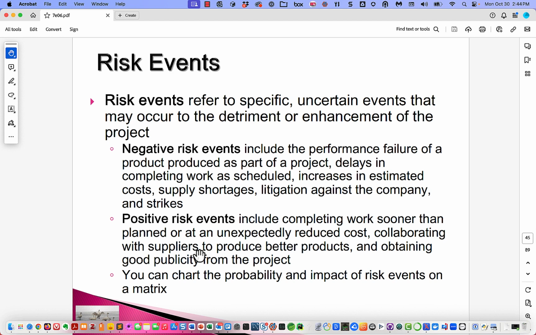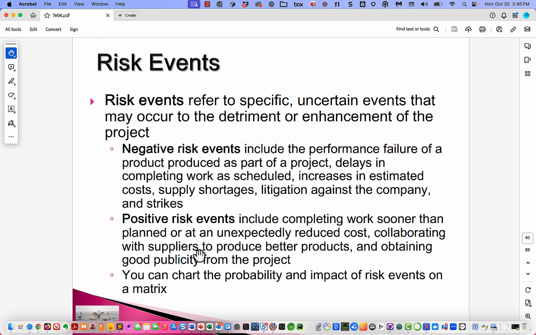So we talk about risk events. This refers to specific uncertain events that may occur to the detriment or enhancement of the project. Okay, so we have a risk plan. We've identified the risks, and the risk plan just kind of sits there until some event occurs, and then we snap into action. We might have negative risk events, or we might have positive risk events. Remember that risk in this sense is just uncertainty. It's not always negative uncertainty.